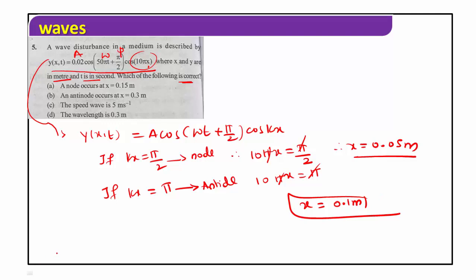So 0.05 and 0.1 meter. But here also, the speed of the wave: how to find the speed of the wave? Using omega divided by k. This gives the speed of the wave, that is 5 pi divided by 10 pi. You get the answer 5 meter per second. This is the speed of the wave. Option C is the right answer for this question.